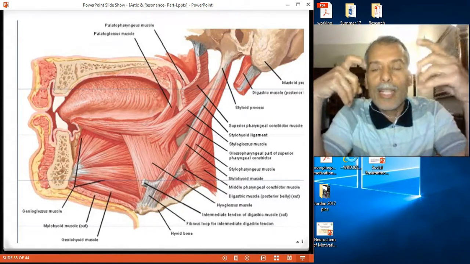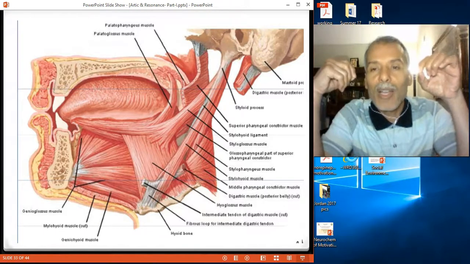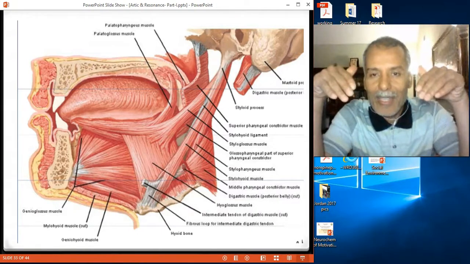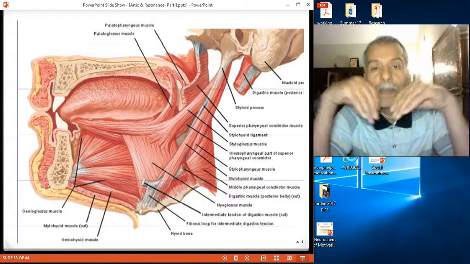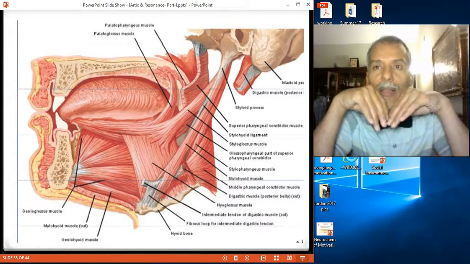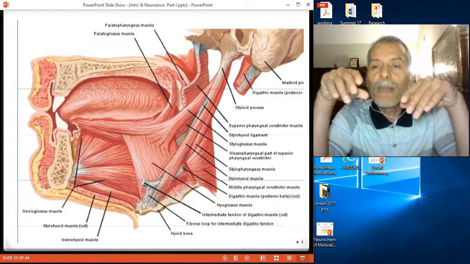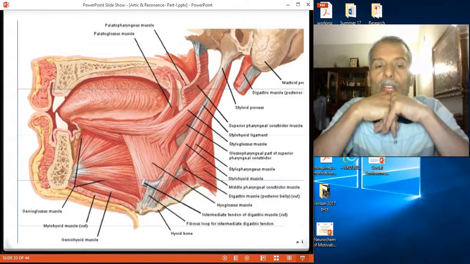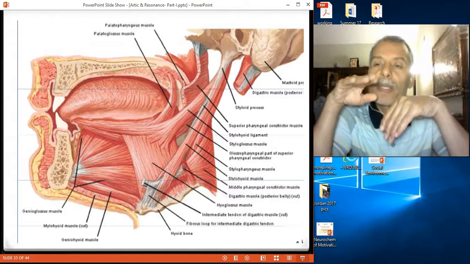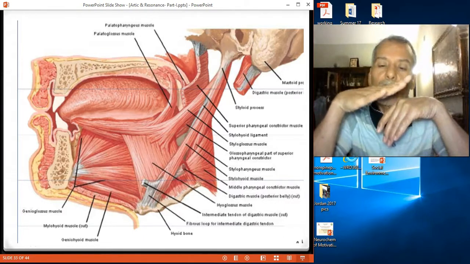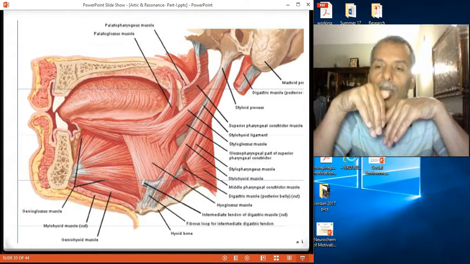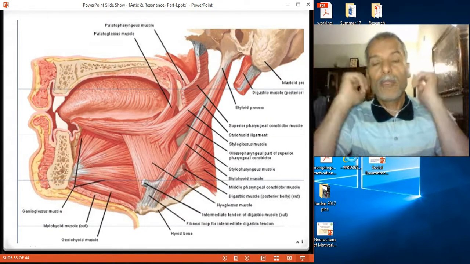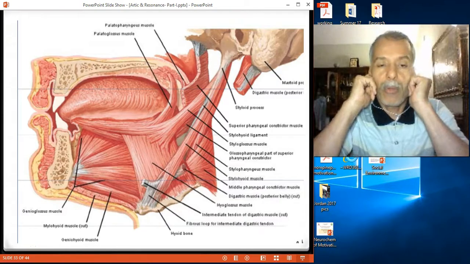Get a mirror and do these movements, flatten your tongue, and think, what is the muscle that makes you flatten it? Is it the transverse? Or is it the vertical? Try to lift up the tongue tip. What muscle enables you to lift it up? What muscle enables you to bring it down? By doing the movements yourself, you are going to remember them for a long, long time.